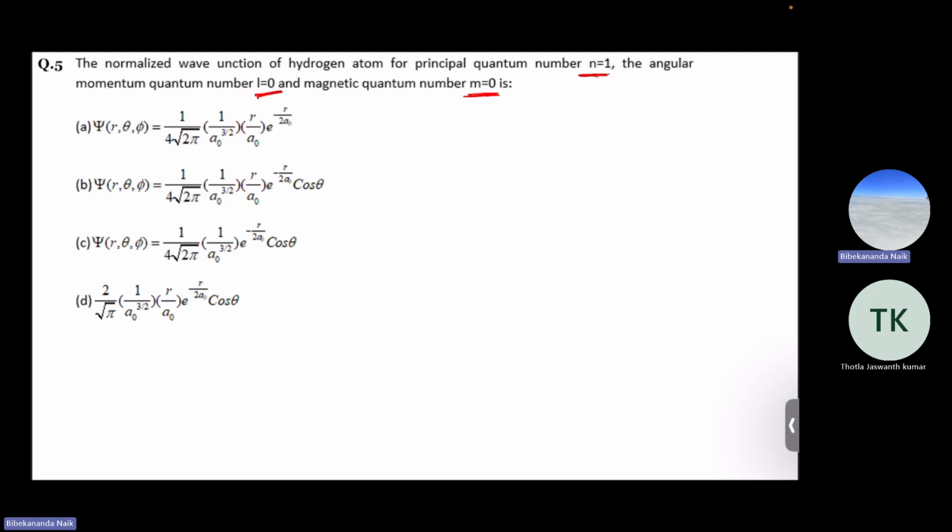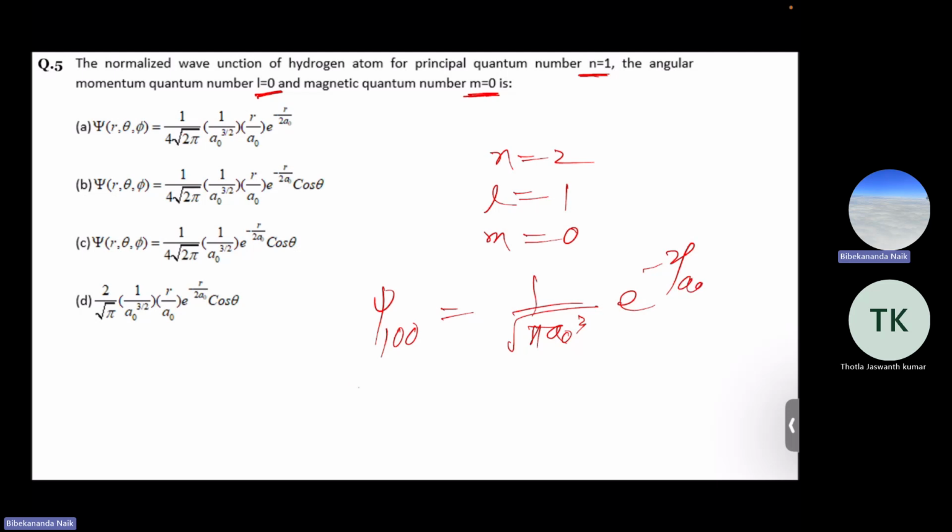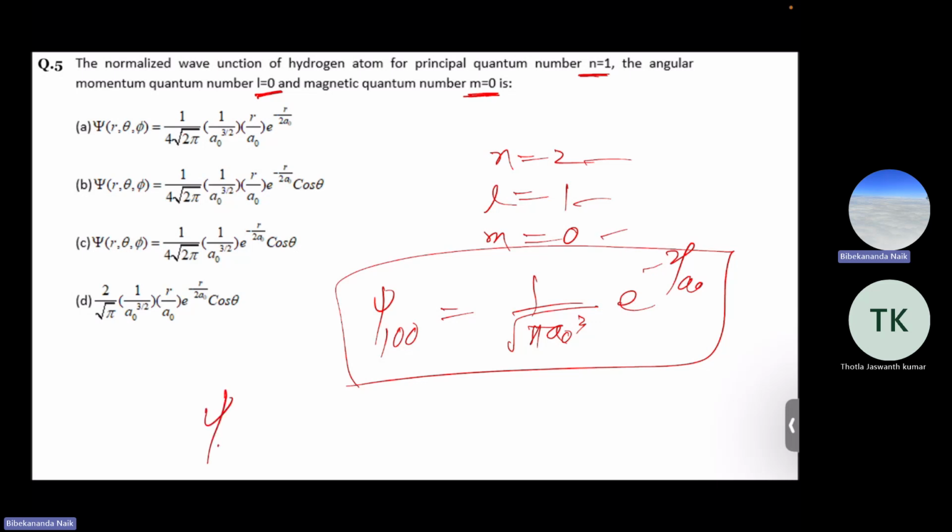So actually, if you look at the options, there is some printing mistake in the question. It should be n equal to 2, l equal to 1, and m equal to 0, because we have already discussed that psi 100 is 1 by root pi a0 cube, e to the power minus r by a0. So now if we discuss this for 210, what will be psi 210? So the question should be like this.